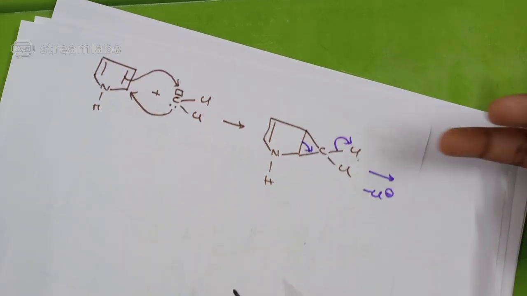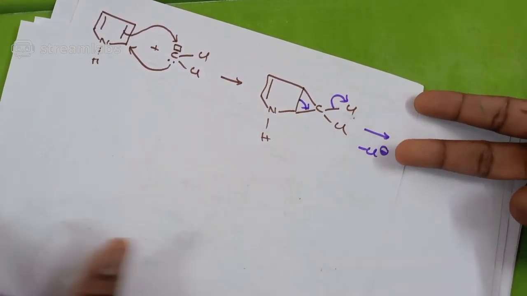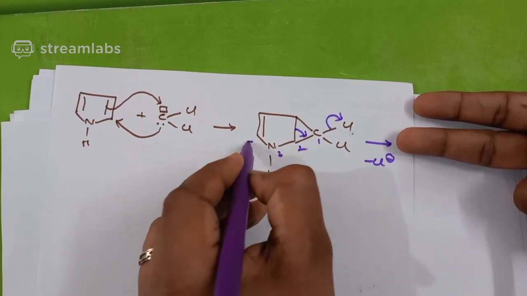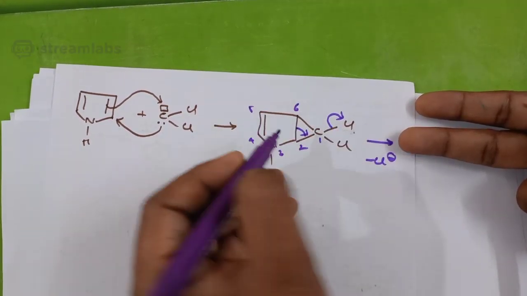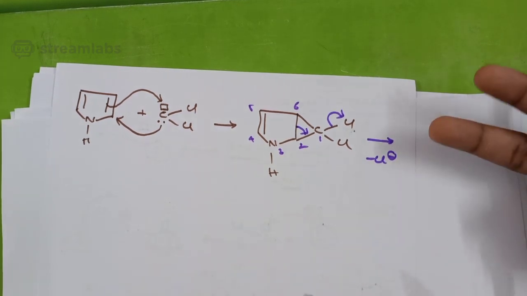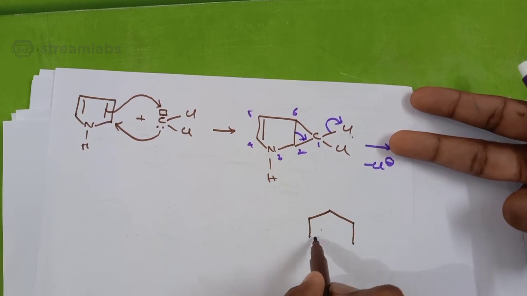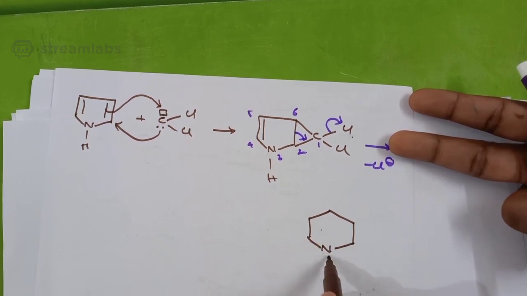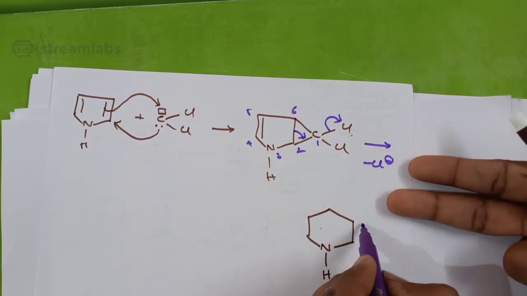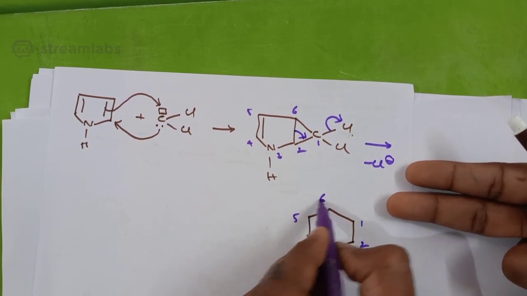Then what happens? See, for better understanding purposes, I'm taking numbering. Okay, 1, 2, 3, 4, 5, 6. 1,2 bond formed and 2,6 cleavage, right? That means Cl is leaving. I'll get the numbering: 1, 2, 3, 4, 6.